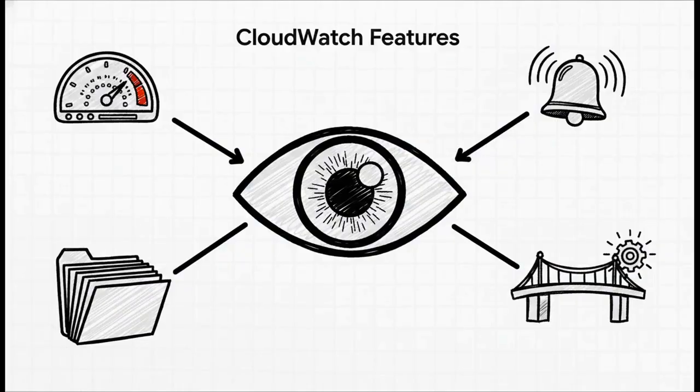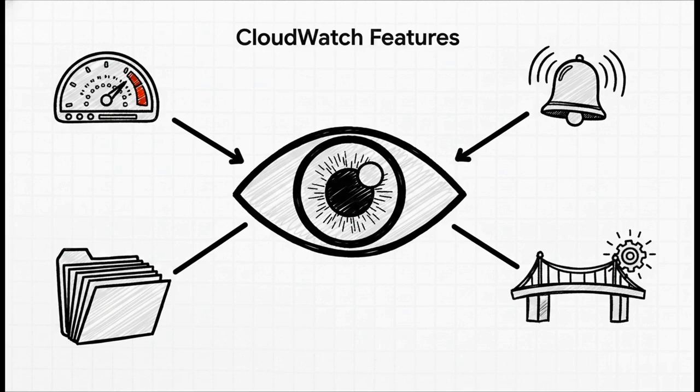Let's look a bit closer at Amazon CloudWatch. It really relies on a few core features. First up, we have metrics. These are essentially just data points about your services, like checking the CPU usage on an EC2 server or looking at your bucket size in S3.